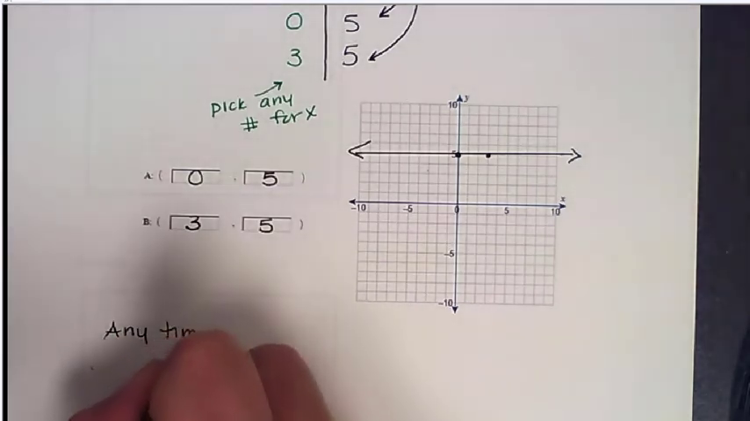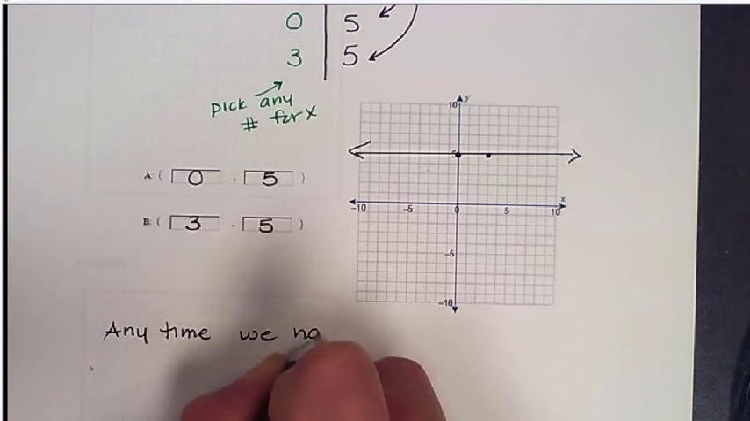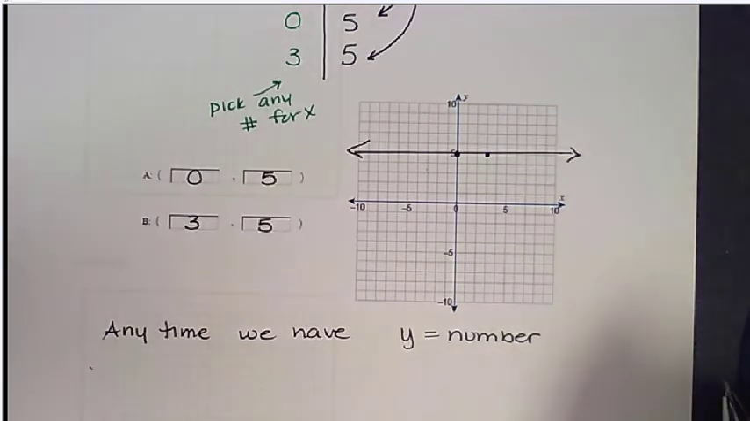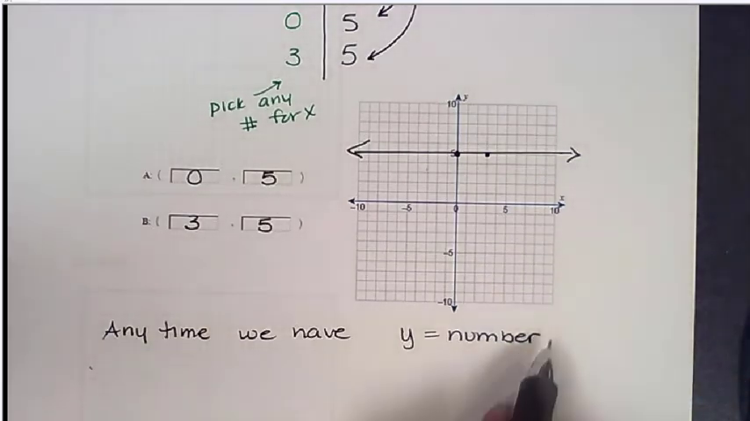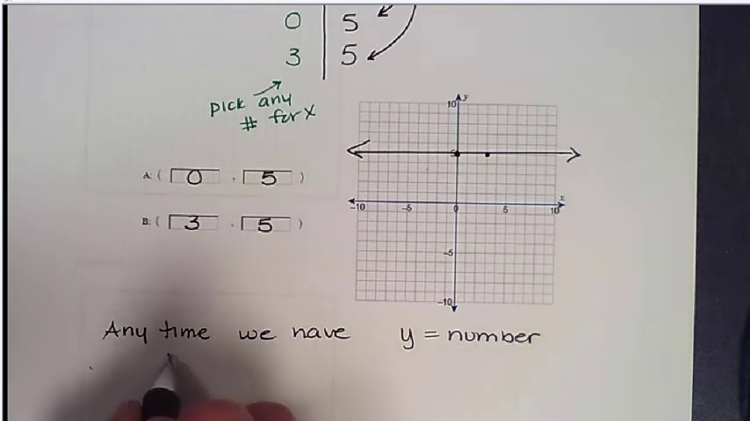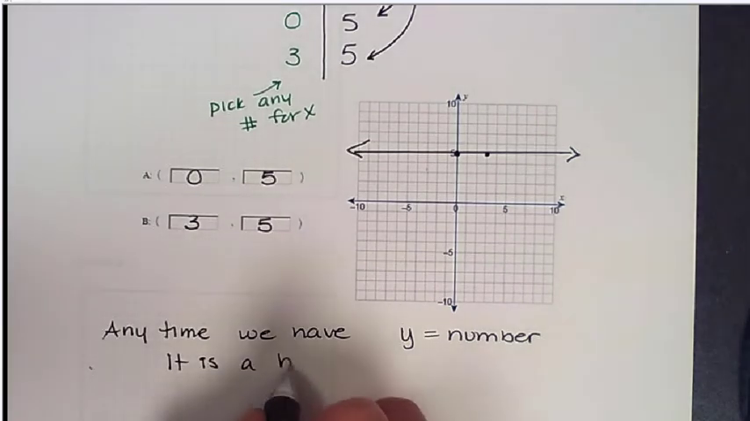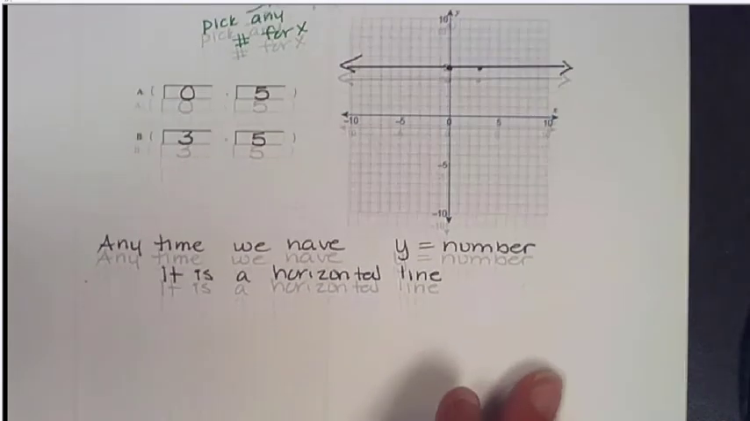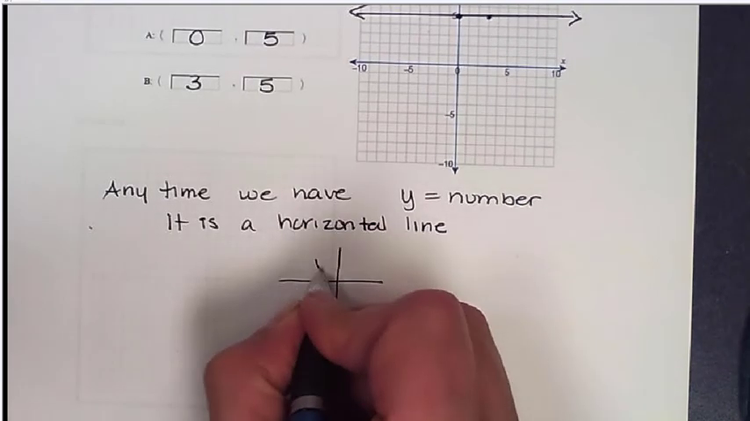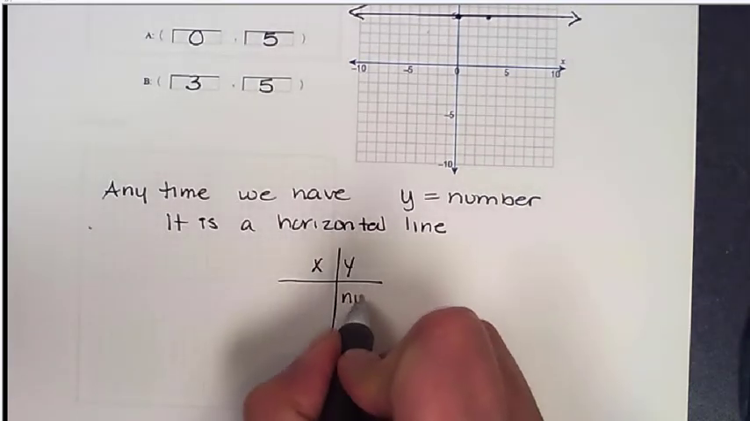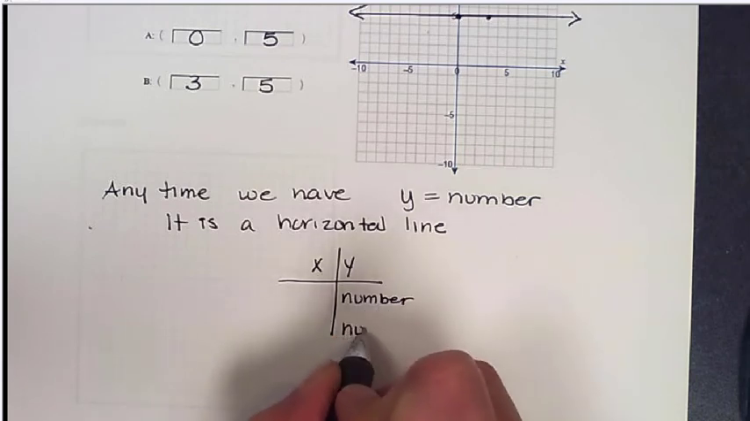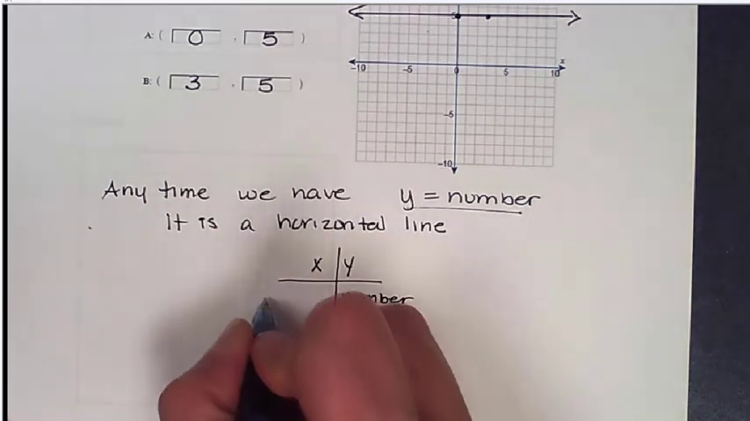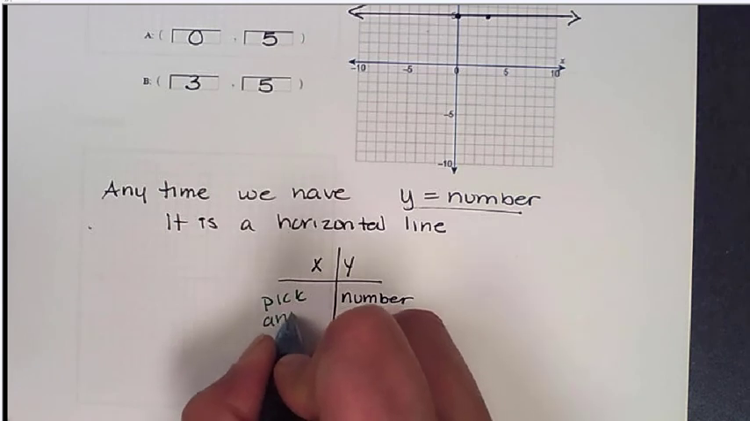anytime we have y equal to some number, again, it could be a positive, a negative, a fraction, but it's equal to a number, no x is in there, it is a horizontal line. Okay, so when we do our chart, again, this is going to stay whatever number we found out from up here, from our y equal, and we get to pick any x value.